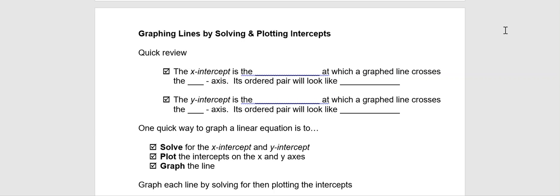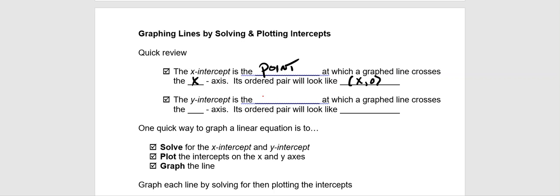In the case of the x-intercept, it is the point at which a line crosses the x-axis. And it's going to show up as an ordered pair that has some given value of x, but it's guaranteed to have 0 for our y-coordinate.